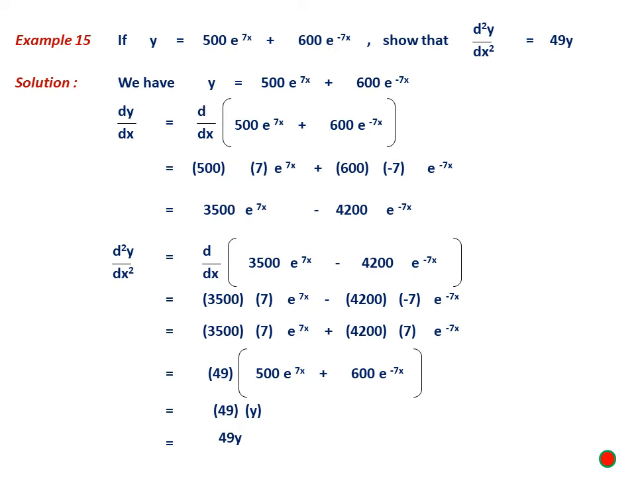Now here what you can do is 49 you can take out, 7 common, and 7 is common in 3500 as well as 4200. Therefore taking those things, what remains is 500 e power 7x plus 600 e power minus 7x, but that is y. Therefore it is 49y. So this is what we wanted to prove. So this is 49y. So this is example 15.